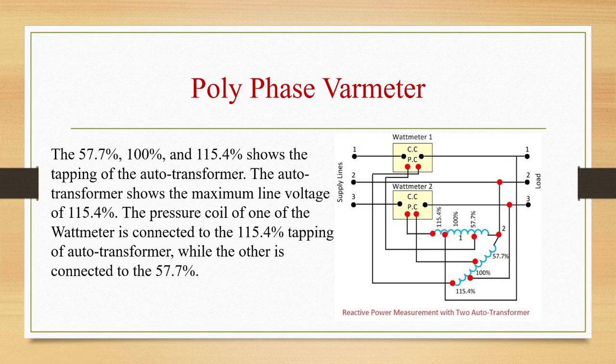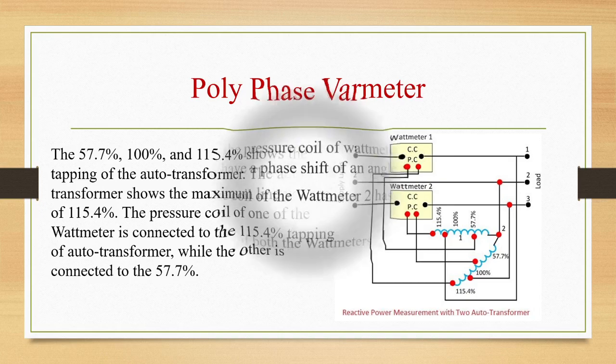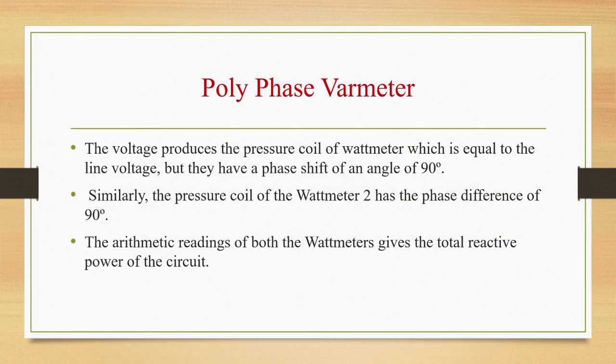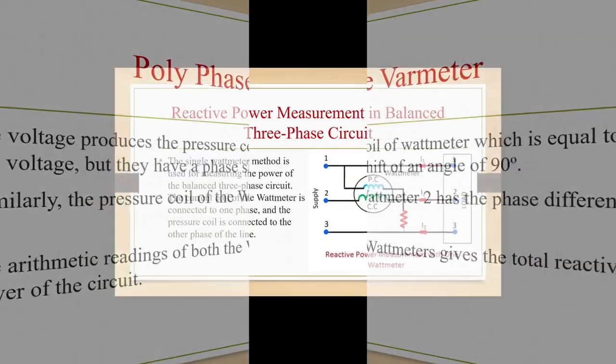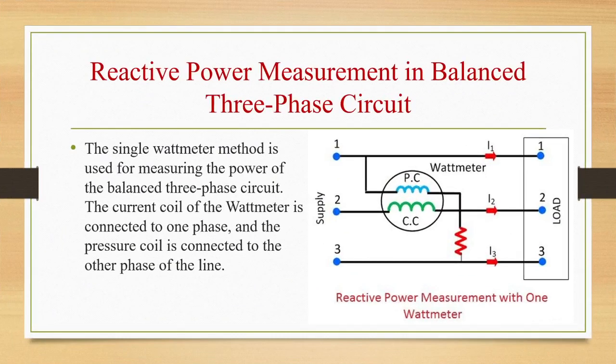Auto transformer shows the maximum line voltage of 115.4%. Pressure coil of one of the wattmeters is connected to the 115.4% tapping of auto transformer, while the other is connected to 57.7%. Voltage across the pressure coil of the wattmeter is equal to the line voltage, but they have a phase shift of 90 degrees. Similarly, pressure coil of wattmeter 2 has the phase difference of 90 degrees. Arithmetic sum of the readings of both the wattmeters gives the total reactive power of the circuit. Because two wattmeters are present here, the addition of these two wattmeters is giving the total reactive power of the circuit.